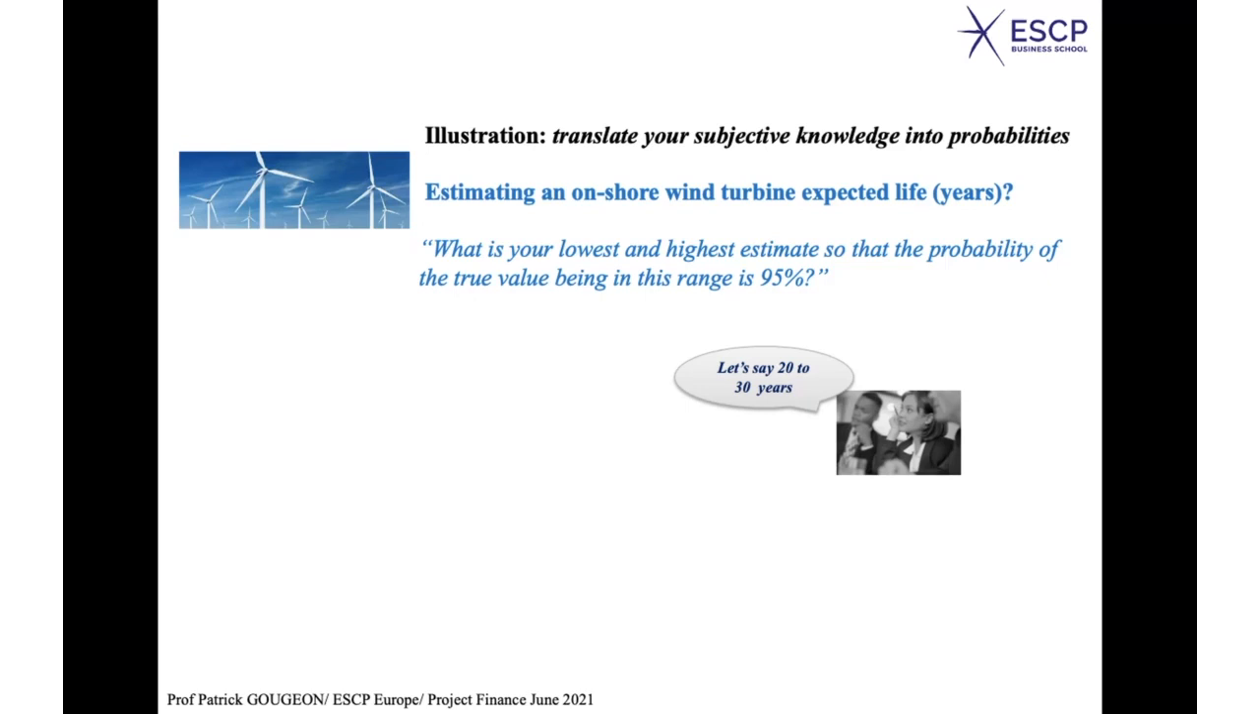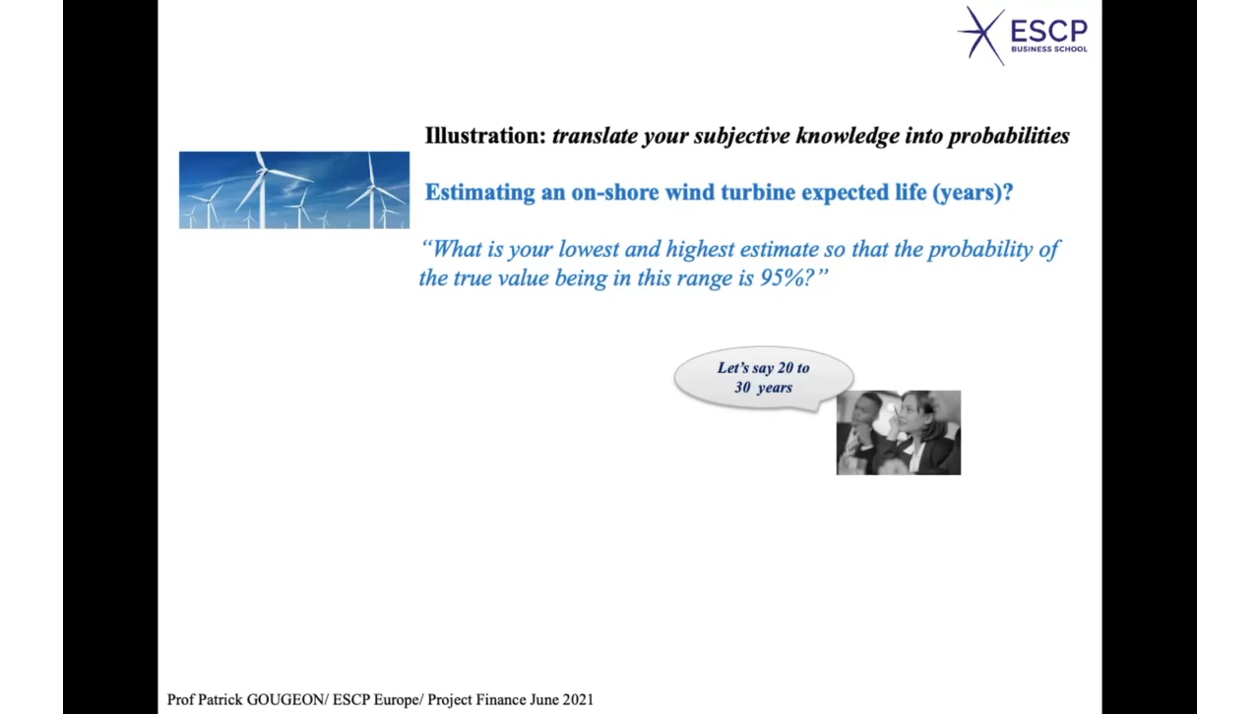In other words, my question was, what is your lowest and highest estimate so that the probability of the true value being in this range is 95%? If you answer me 20 to 30 years, then it means I would consider that you consider that there is a 95% probability for the life of a wind turbine to be between 20 and 30 years, okay?